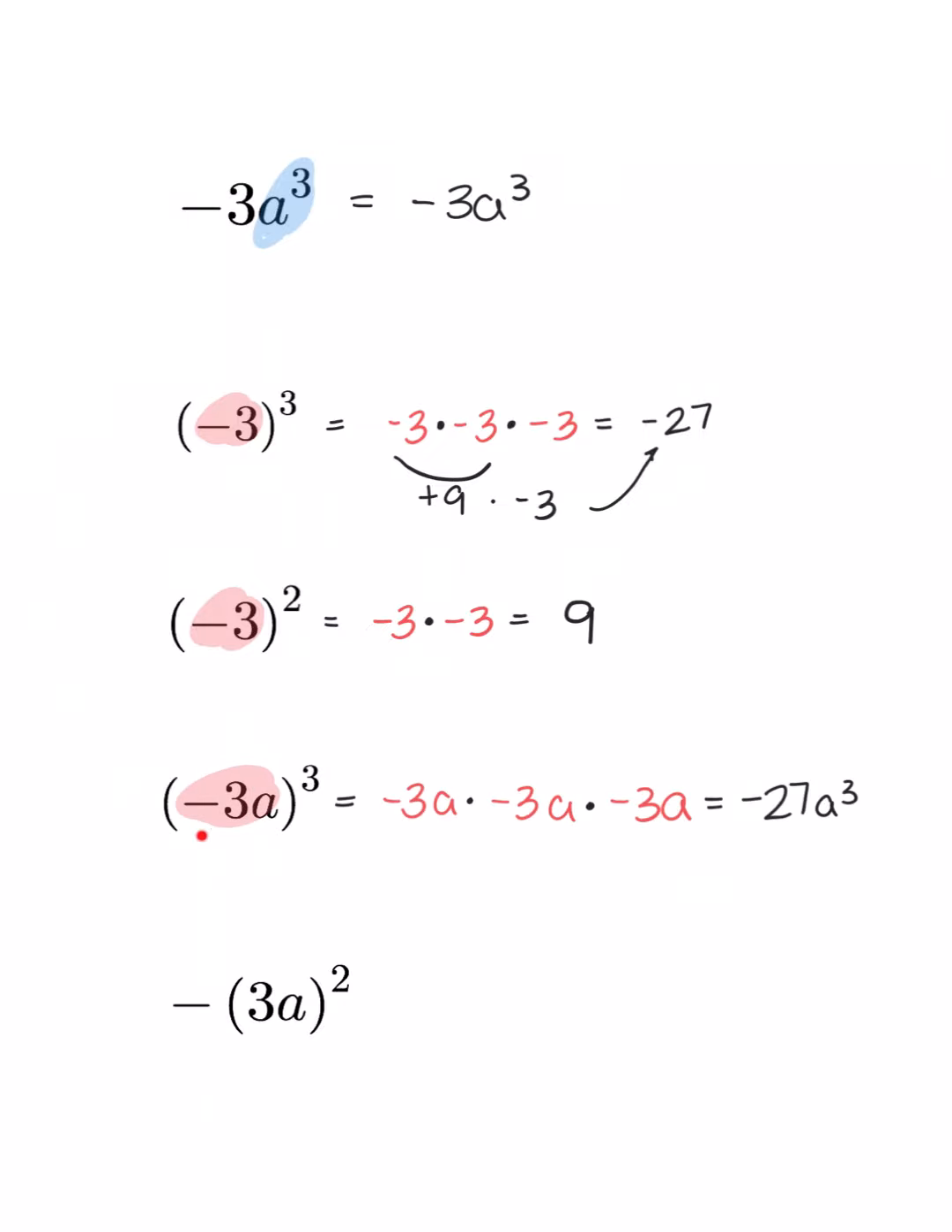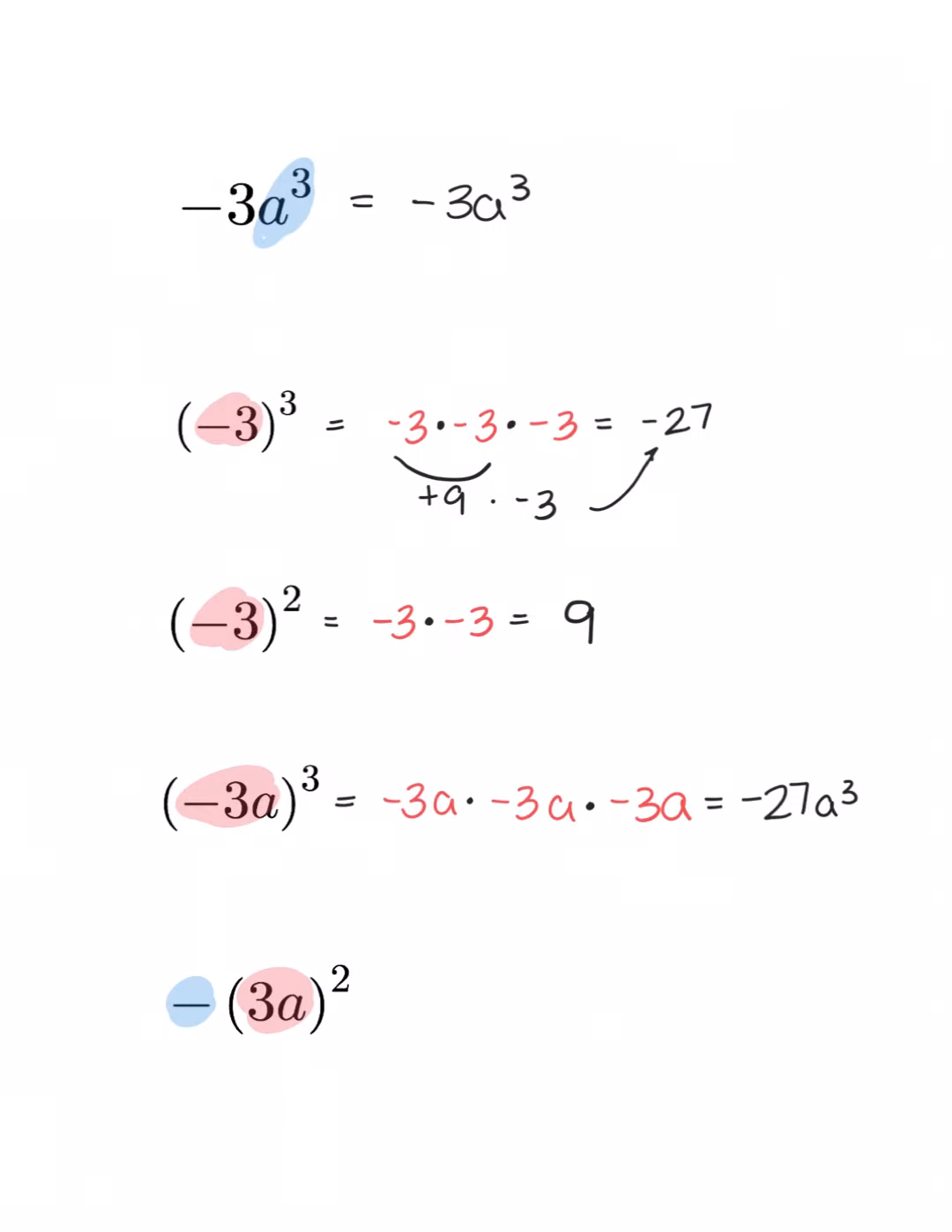Notice on this one that negative 3a, the entire quantity, is being cubed, so we need to write this down 3 times. Then we can multiply the negative 3's together, which we saw above gives us negative 27, and the a's, which give us a cubed.